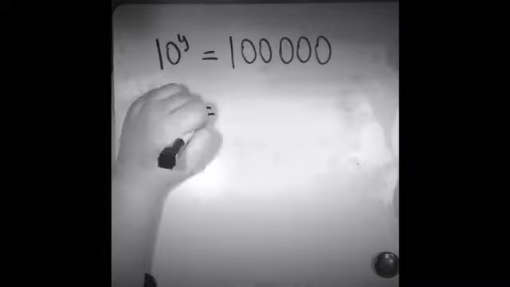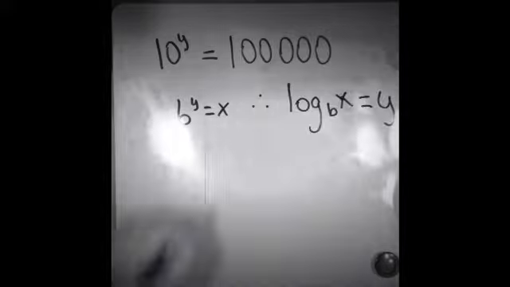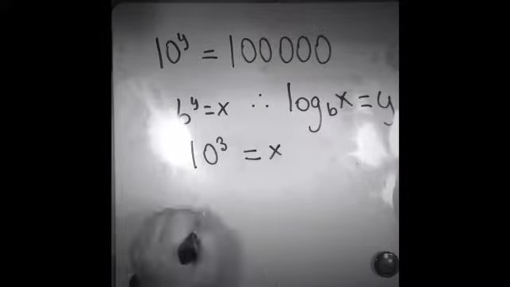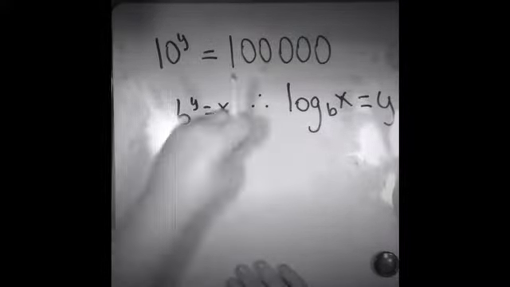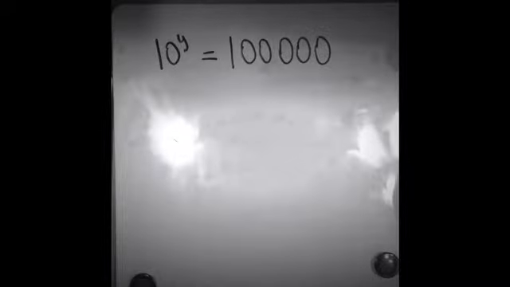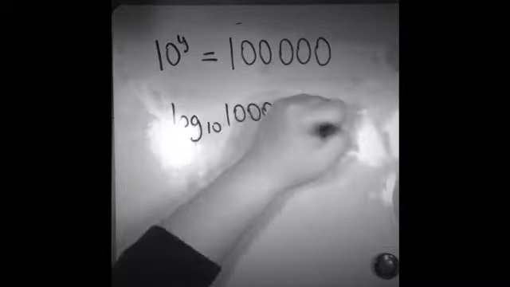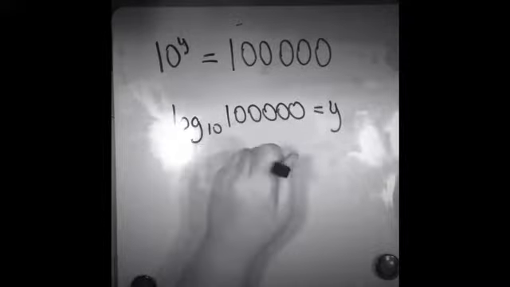Logarithms work like this. If we have this expression, this corollary expression solves for the exponent. So if 10 to the third equals x, log base 10 of x equals 3. For this equation, log base 10 of 100,000 equals y, so y is 5. Let's see another.